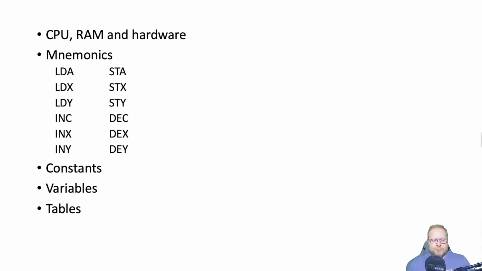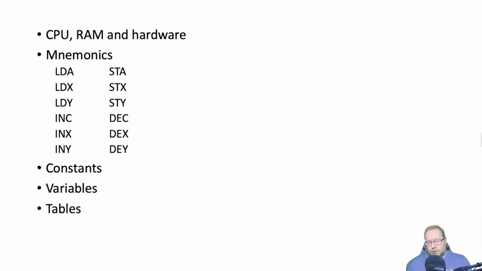We've also talked about constants. A constant is just a friendly name for a number that can never change. We have talked about variables, a friendly name for a memory address. And of course, variables can change.